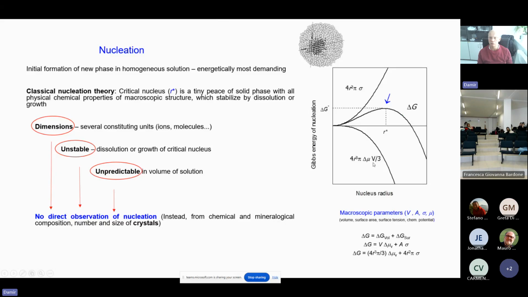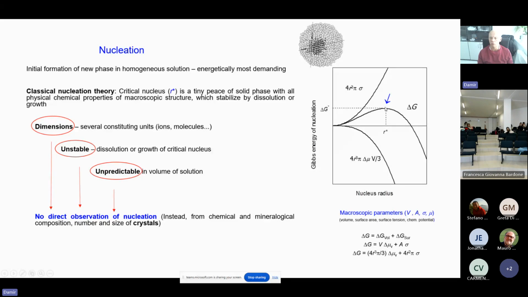Actually, any new phase which appears in a homogeneous system, crystal phase, solid phase, has two contributions to overall energetics of the system. This is a surface, change of surface, which typically increases the Gibbs energy, and change of volume which decreases. So the resulting curve is here, and this curve shows the maximum that is called critical. This size of nuclei corresponds to critical nuclei.